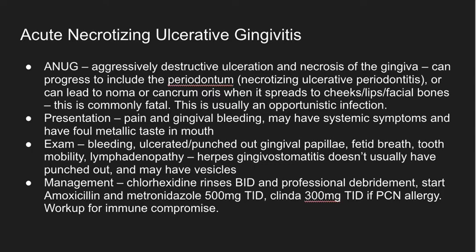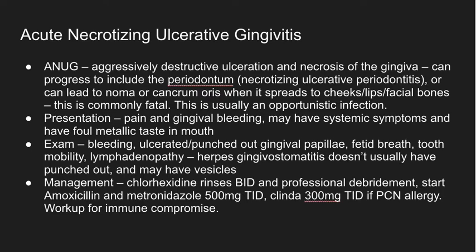It can progress to include the periodontium, in which case it's called necrotizing ulcerative periodontitis, or it can lead to a condition called noma, also called cancrum oris, and that's when it spreads to the cheeks and lips and facial bones. This condition is very rare in the US, but it is commonly fatal actually. This is usually an opportunistic infection, so this is all more common in Africa and where HIV is very endemic.